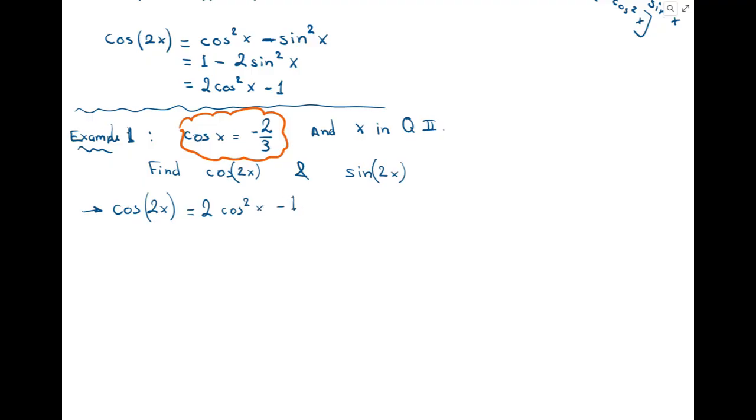And I know what the cosine is. It's negative 2 over 3. So that will be equal to 2 times negative 2 over 3 for my cosine, squared because your cosine is squared, and then minus 1. And then that will just be a positive 4 over 9 times 2 will be 8 over 9 minus 1 will be equal to negative 1 over 9. Okay, so that's for the cosine of 2x. Now let's look at the sine.